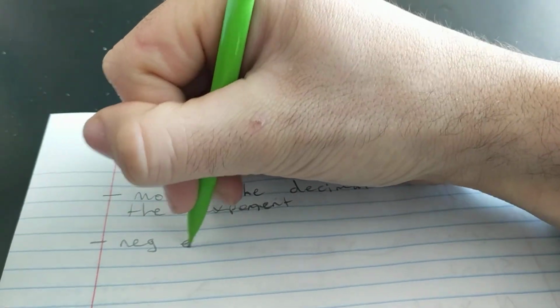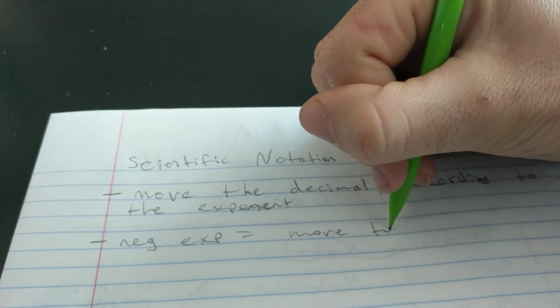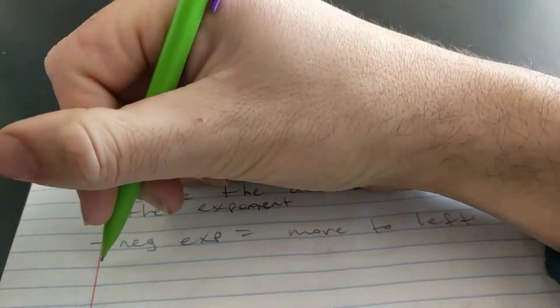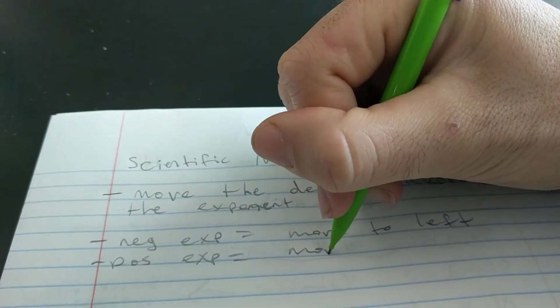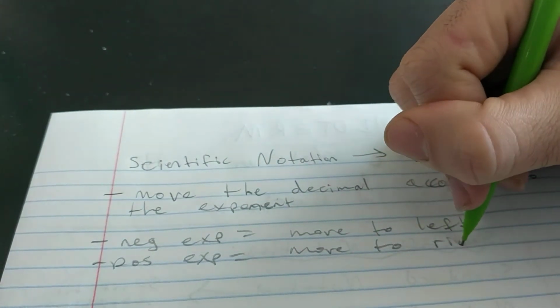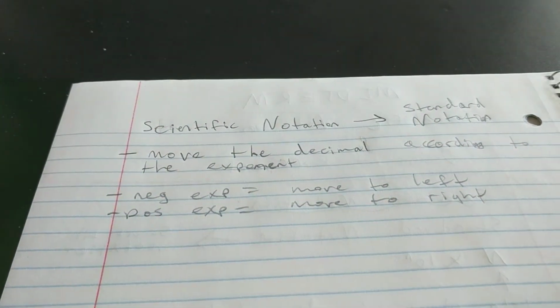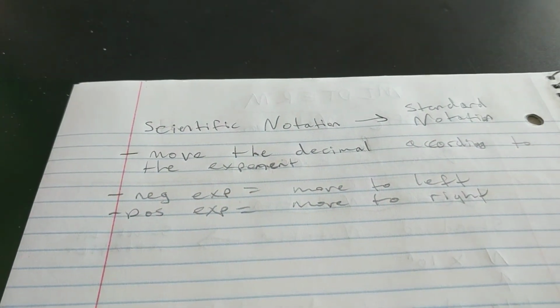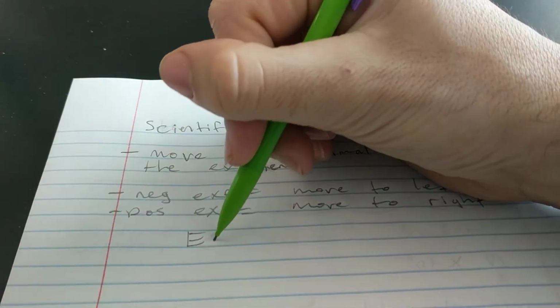Negative exponent, move to the left. Positive exponent, move to the right. Alright? So here, the direction does matter, or the sign does matter for direction. It's the only time it matters. Let's look at some examples.